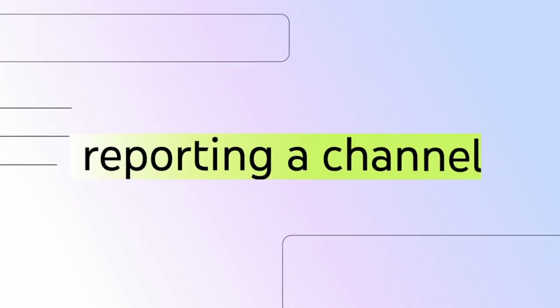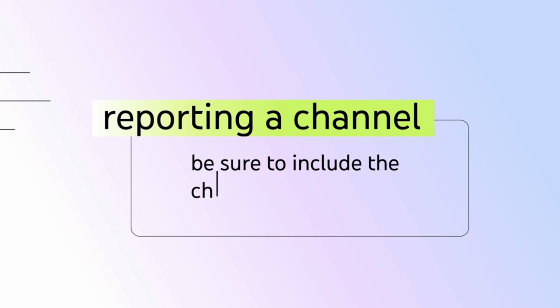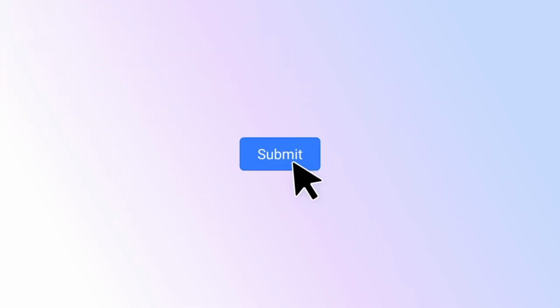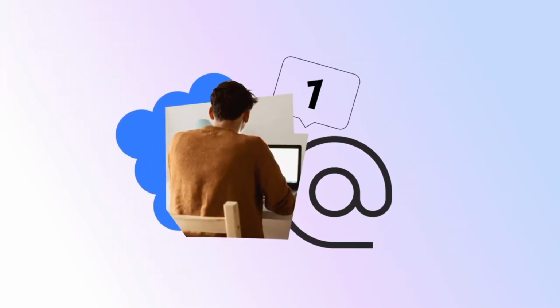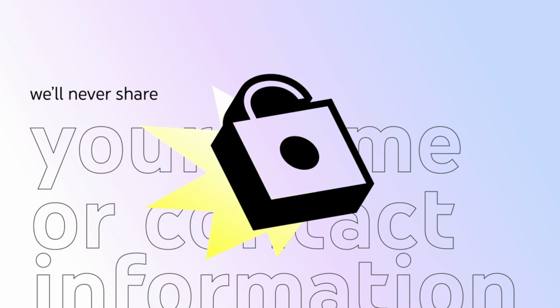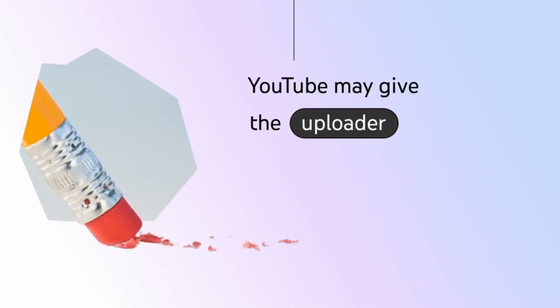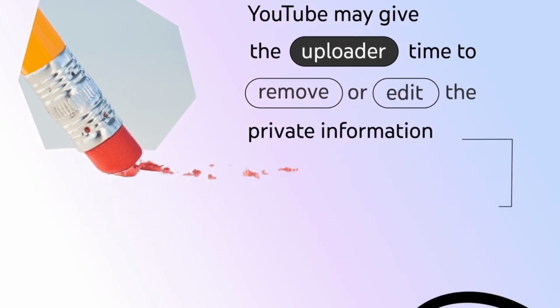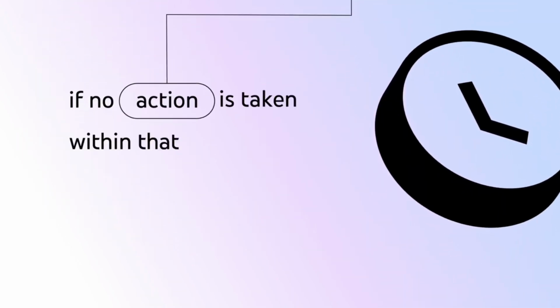If you're reporting an entire channel or if a bulk of its content violates your privacy, be sure to include the channel URL. Once you submit a privacy complaint, we'll send updates to the email address you provided in the complaint form. We'll never share your name or contact information with the person who posted the content without your permission. Before reviewing the content, YouTube may give the uploader time to remove or edit the private information. If no action is taken within that time frame, the content will be reviewed and then restricted or removed from YouTube if it's a confirmed privacy violation.